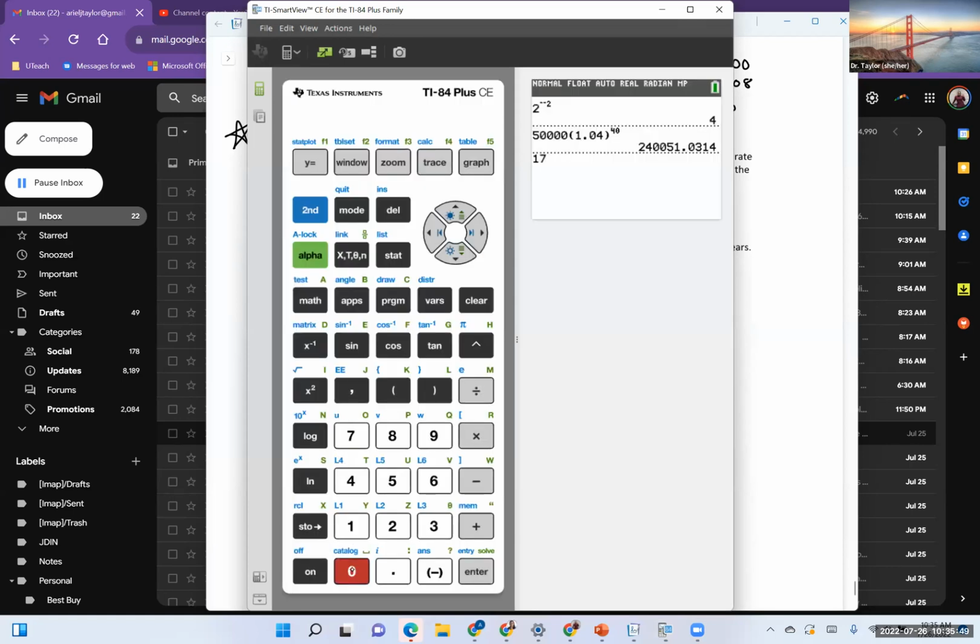So 1,700 parentheses 1 plus alpha y equals, so I can put in the fraction, 0.08 divided by 4. Get out of there, parentheses raised to the 4 times 30. 18,378 cents.